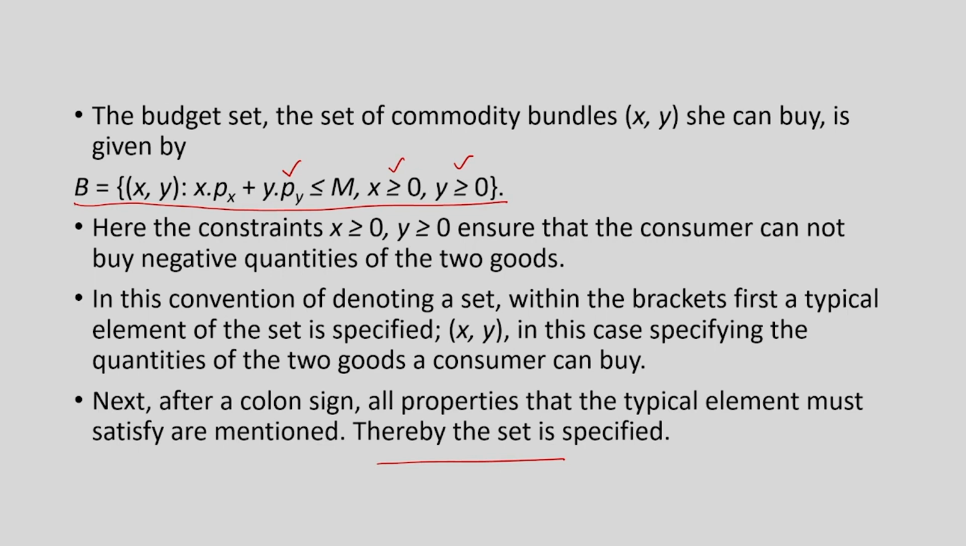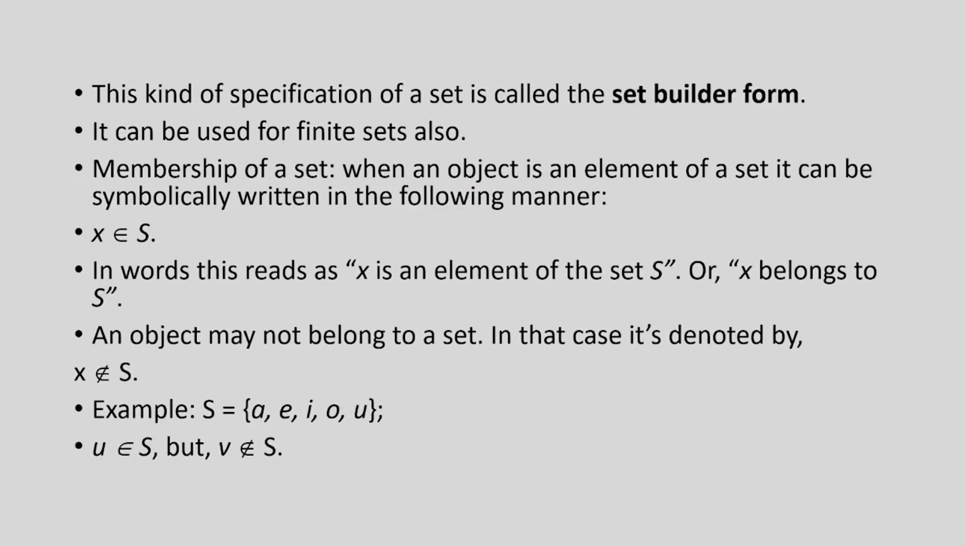set, because think about it, if M is positive and if you think about this budget set, it has infinite number of elements. So, you cannot possibly write all the elements within the second brackets. So, therefore, we use this convention of writing this set. This kind of specification of a set is called the set builder form.